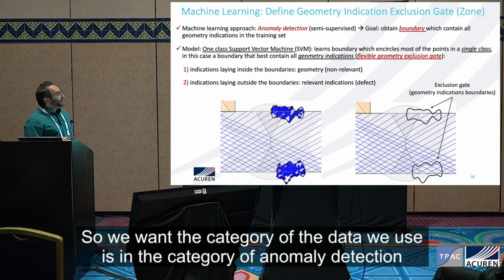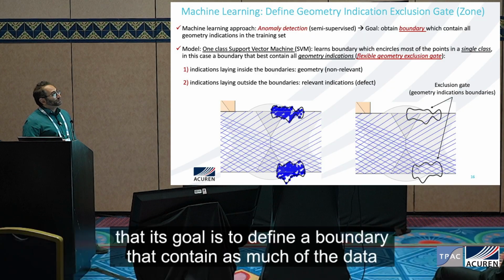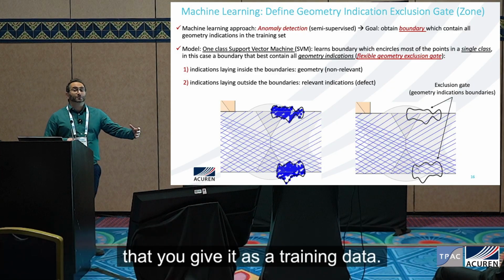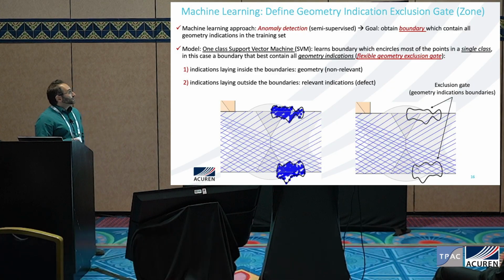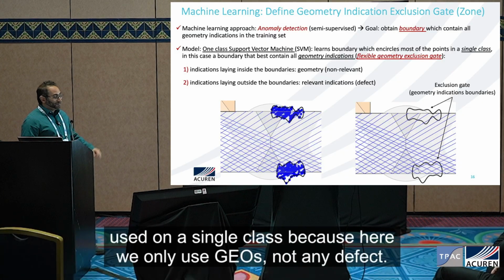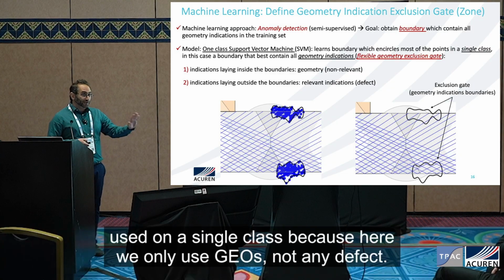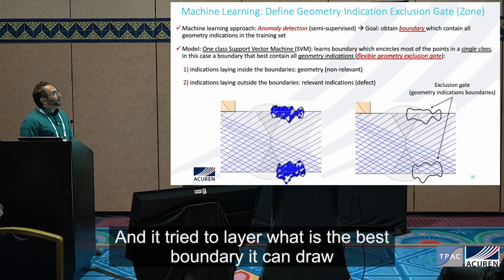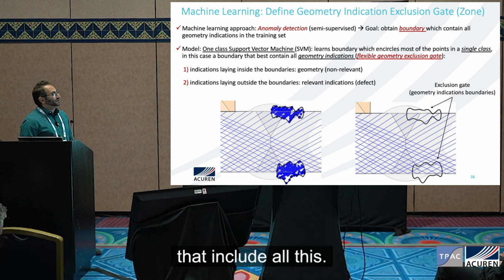So the category of the method we use is anomaly detection, whose goal is to define a boundary that contains as much of the data that you give it as training data. This model is specifically called a one-class support vector machine. It is used on a single class, because here we only use geos, not any defects, and it tries to learn the best boundary it can draw that includes all of this.